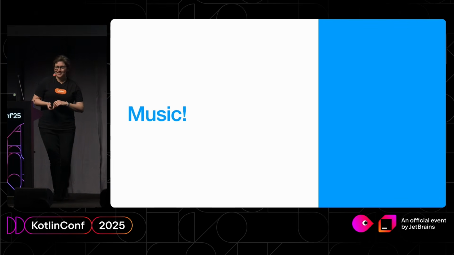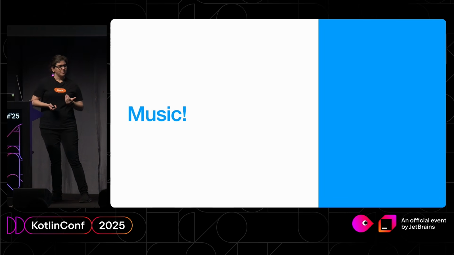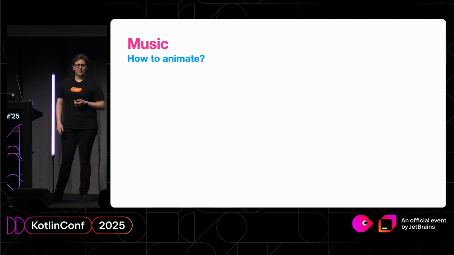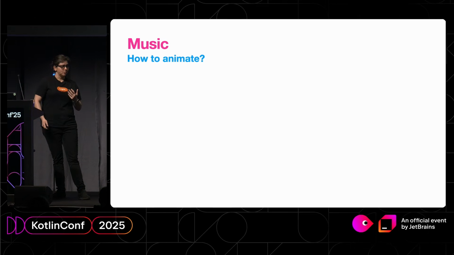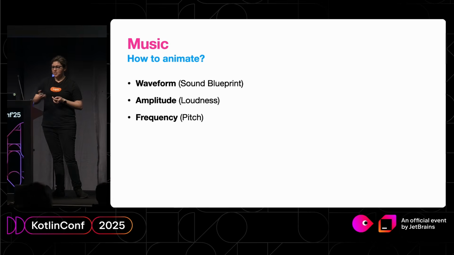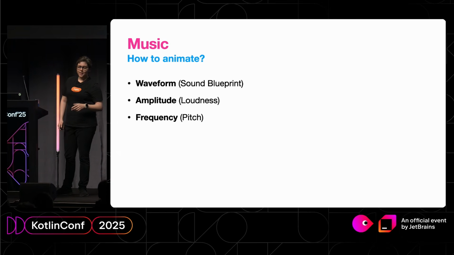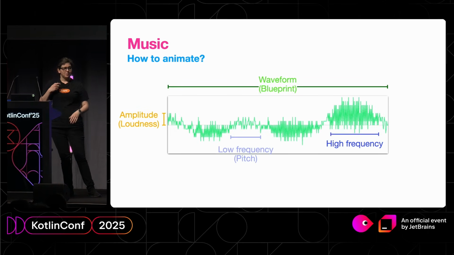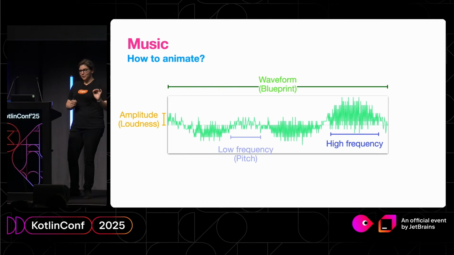Cool. So let's get started, and let's start talking about music, because you cannot see anything if you don't have the source, right? So when talking about music, the part I want to focus on is how do you actually animate music? Searching online, I found that most music visualizers focus on three main things: waveform, amplitude, and frequency. There's a lot of information about what these are and how they're calculated. I'm not going to get too into it, even if I would love to.